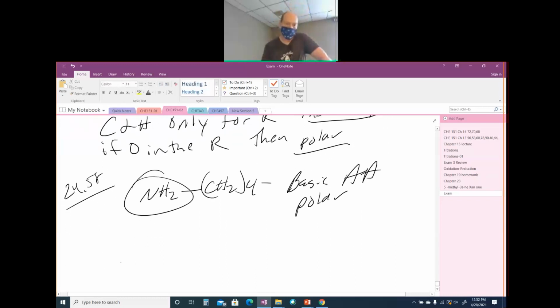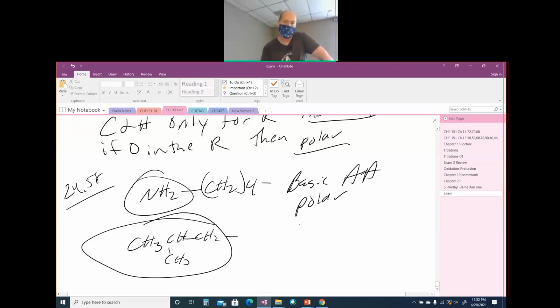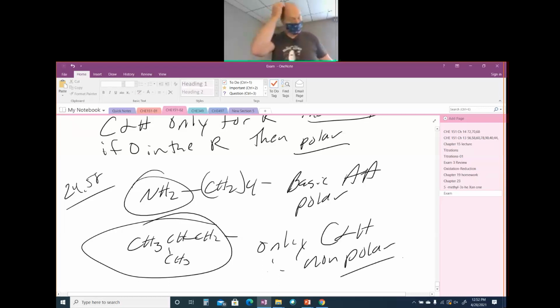The next R group that they give is just a bunch of carbons and hydrogens: CH3, CH, CH3, CH2. So that is only carbons and hydrogens, therefore nonpolar. When your side chain only contains carbons and hydrogens, it is a nonpolar side chain.